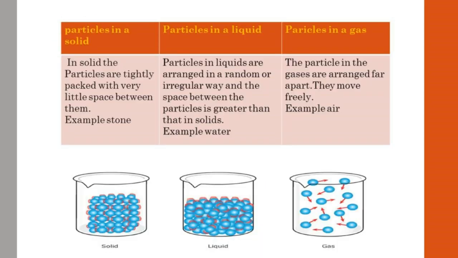Now we are going to learn how the particles are arranged in solid, liquid and gas. In solid, the particles are tightly packed with very little space between them. Example, stone. You look at the image of solid. How the particles are arranged as it is tight. Now, look at the image of liquid. How the particles are arranged as in a random manner. They are arranged in an irregular way and the space between the particles is greater than that in solids.